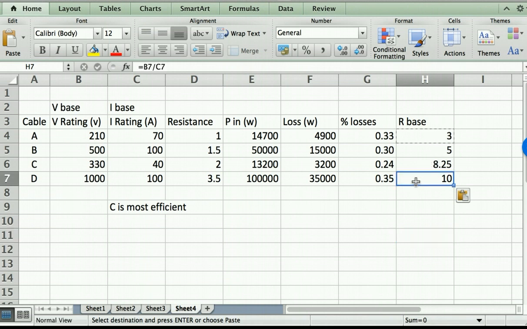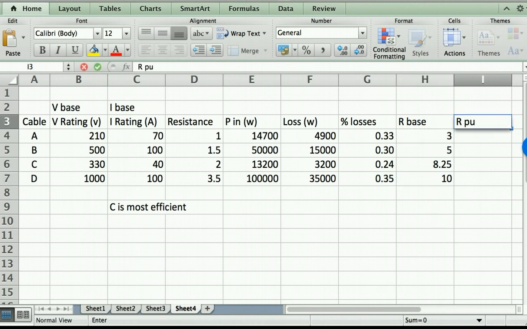So how do I get 10 ohms as a base? If I assume 1000 volts as the voltage rating, the base voltage, and 100 amperes as the base current, then the base impedance will be 10 ohms. And once I have this base, what is the resistance in per unit? Actual resistance divided by base resistance will be the per unit resistance. So this divided by this, I'm getting this value.